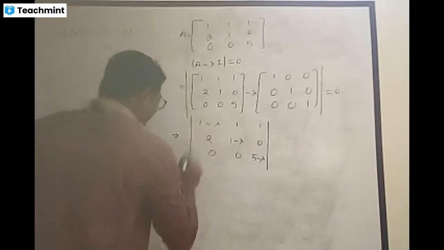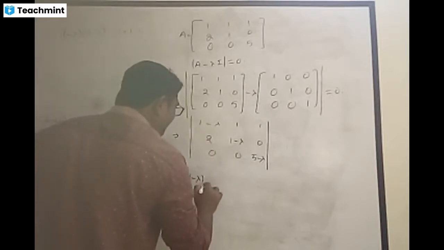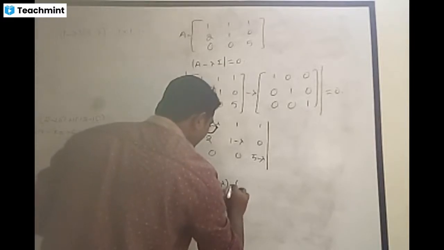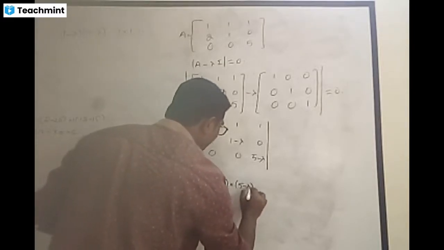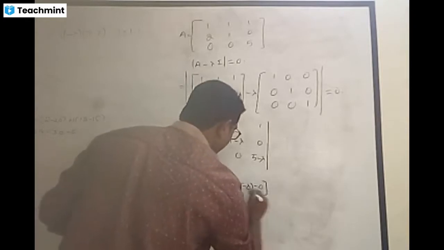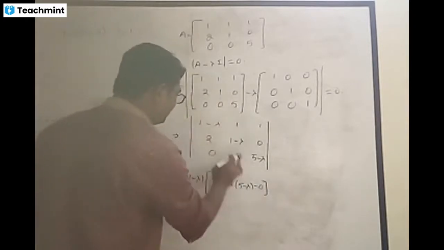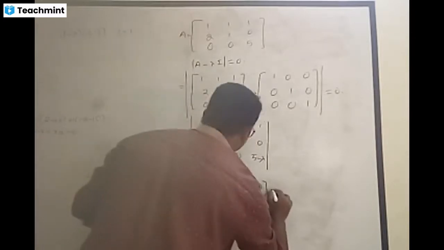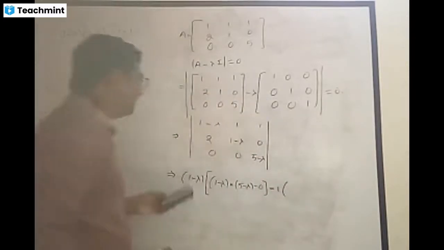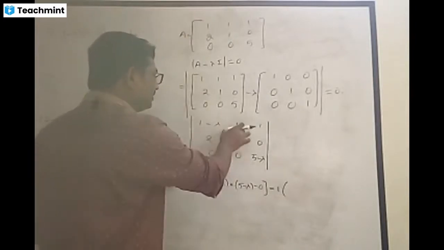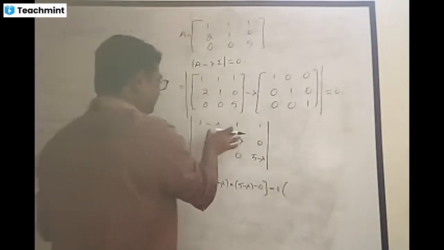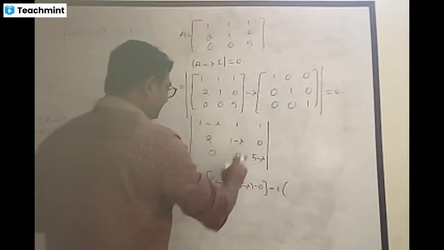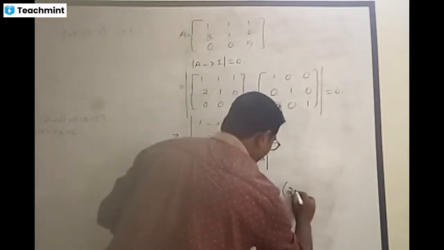I can write 1 minus lambda, writing that 1 minus lambda minus 1 minus lambda into 5 minus lambda minus 0. That is the first one. Next, for this one, I am closing this row and column and writing this one: minus 1 into the determinant, plus 2. Okay, 1 minus lambda for this one, and for the 2 I am writing 2 into 5 minus lambda.